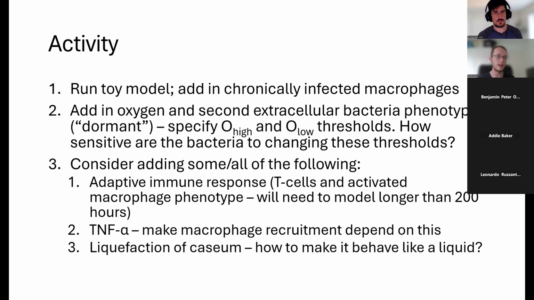And then in theory, if there's time at the end and you're really interested, you could add some of the extra things, like the adaptive immune response, so T cells and activated macrophages, and have some way that the T cells activate the macrophages.